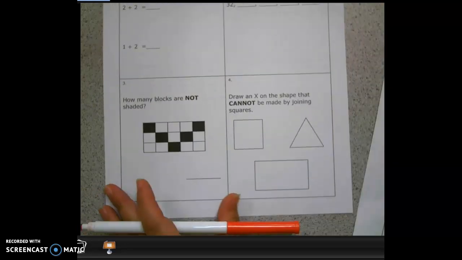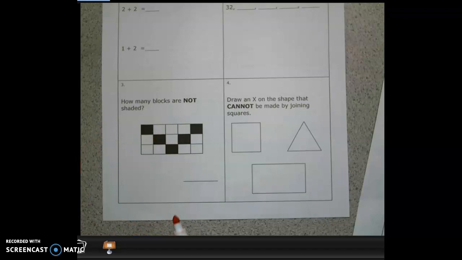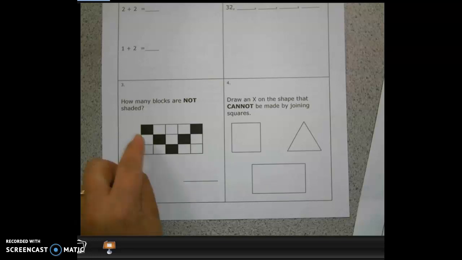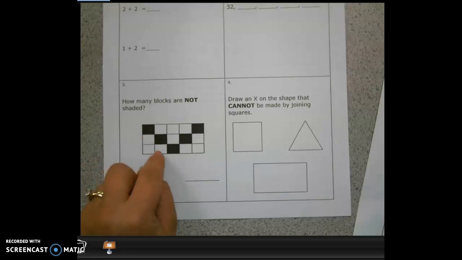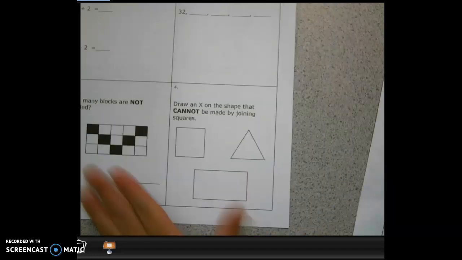For number 3, how many blocks are not shaded? Boys and girls, this is shaded, so we're going to count the blocks that do not have any big, black, bold ink in it. Do you understand? So you would do like 1, 2, 3. I'm going to stop there, but if you understand, give me a thumbs up. All right, you'll finish that on your own.